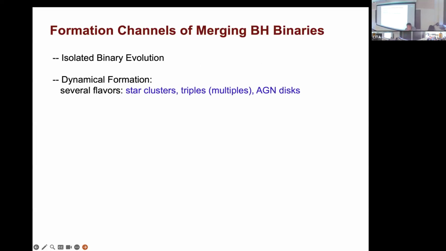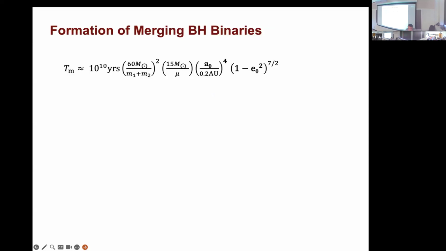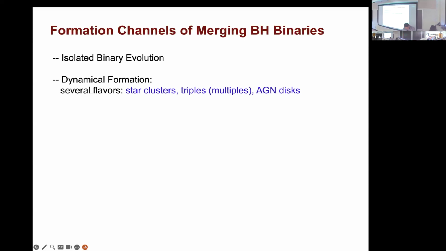And of course, many people have been engaged in trying to understand how you can solve this final AU problem. How can you bring these two black holes close enough so that gravitational radiation can take over? That's the goal of many of these activities. So there are, roughly speaking, two general formation channels.